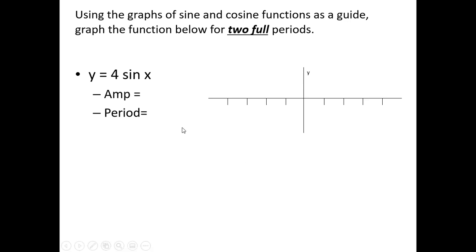Use the graphs of sine and cosine functions as a guide. Graph the function for 2 full periods. And we could do one negatively and one positively. We'll see how this looks. So if I've got y is equal to a times sine of bx, well, my amplitude is the absolute value of a, so that's going to be 4. My period is 2 pi divided by the absolute value of b. Absolute value of b here is just 1. So the period is just 2 pi.